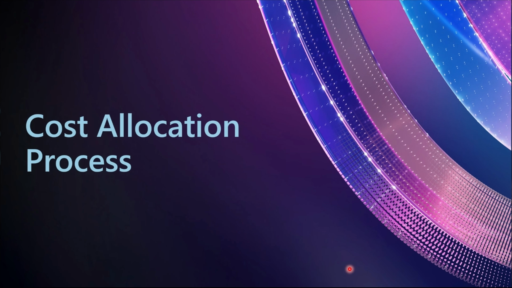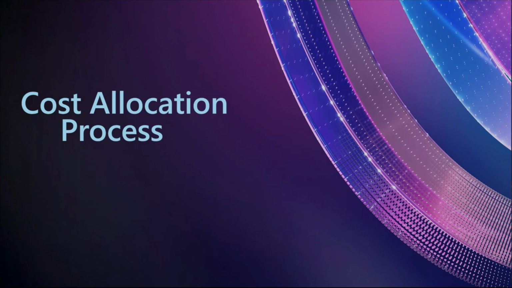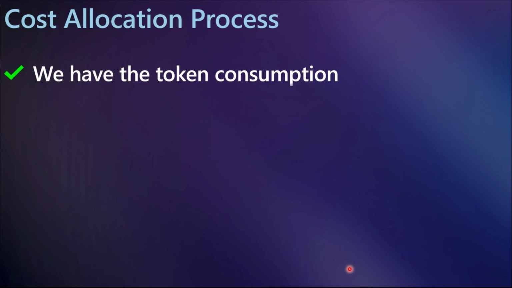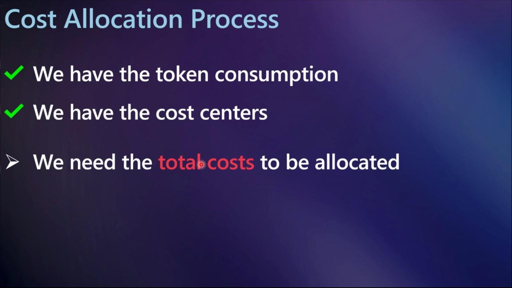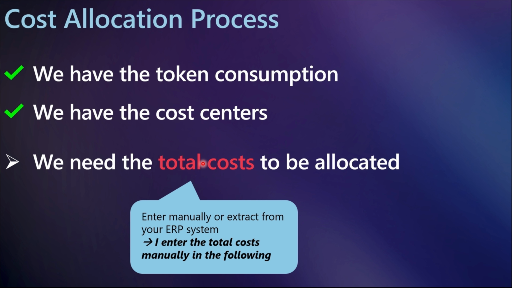But let's go further. So now let's go to the cost allocation process. How does that work? Well, now we have the tokens consumed, we have the cost centers. What we do not have is the total cost. So where do we get the total cost? Yeah, typically from an ERP system, from an accounting system, where you create an interaction. I don't have that, so I said, hey, I enter it manually when I run the cost allocation. But it's something you can easily adjust.